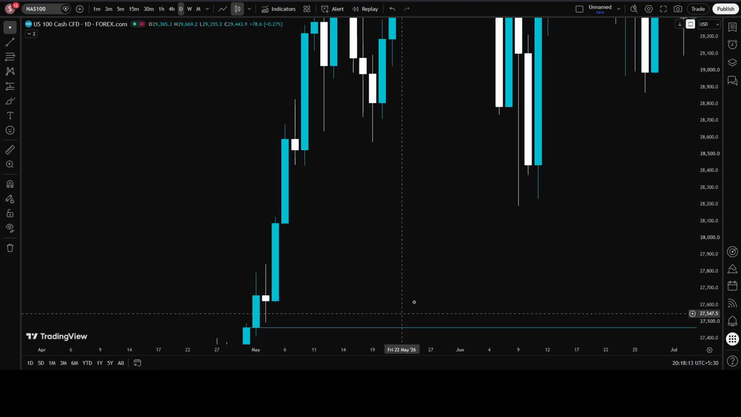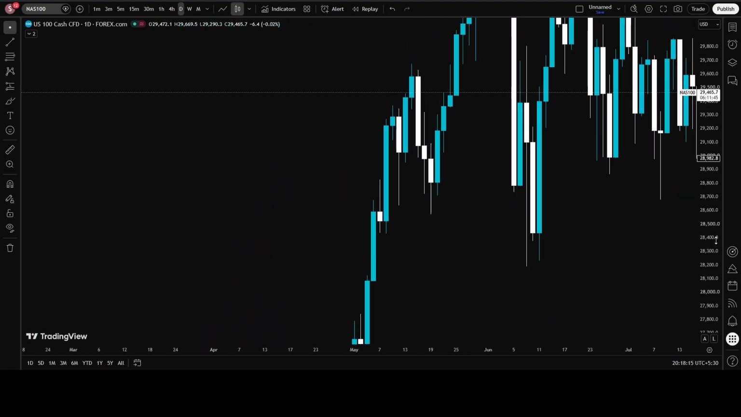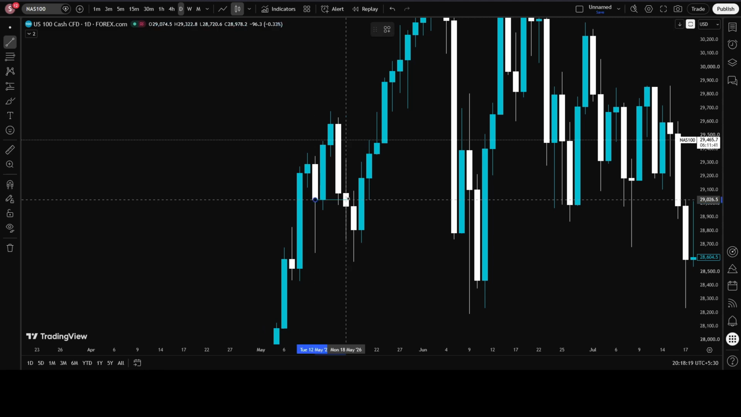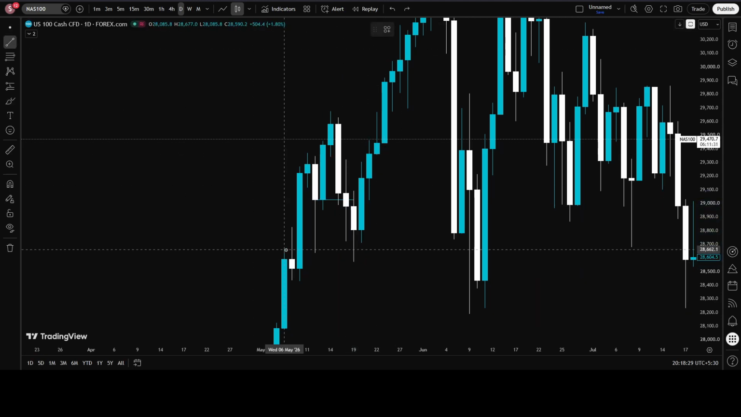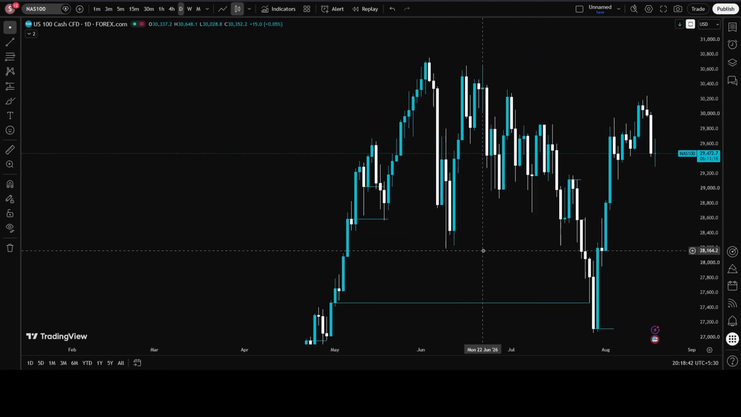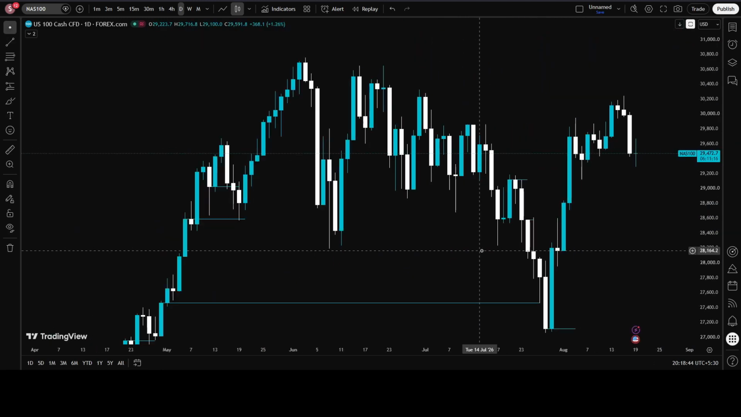Similarly for the sell, I'll show you an example. This was a sell to the buy candle, and you can see this candle closed below. What happened? It came back, rejected and went down, till this.